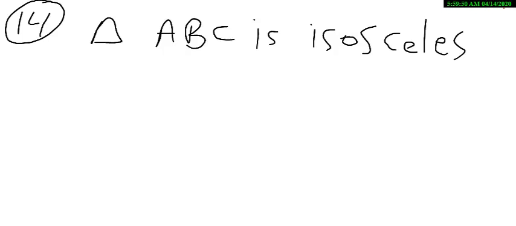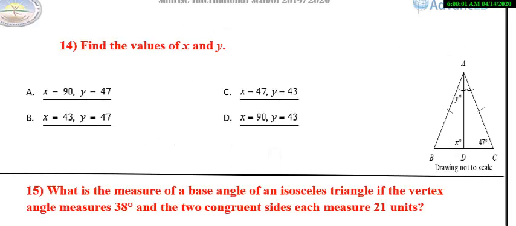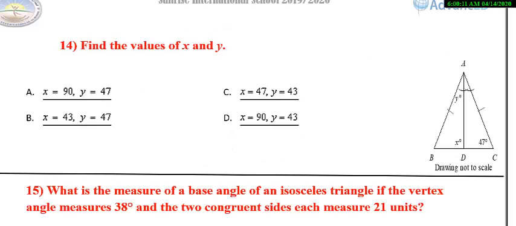ABC is an isosceles triangle. Then the conclusion will be that the measure of angle B equals 47 degrees according to the given information. That will give me the right to say that the measure of angle x plus y plus 47 will be 180, according to the sum of all interior angles equals 180.